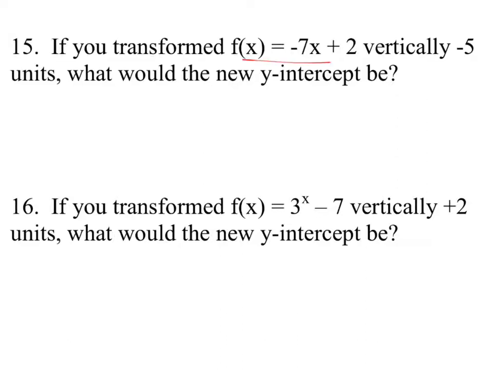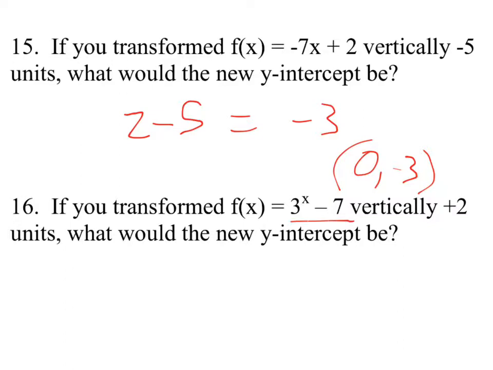15, if you transformed this vertically negative 5 units, what would the new y-intercept be? Well, the starting y-intercept is right here. This is a linear function, because it's something x plus a number on the end. No exponents or anything. So this is my starting y-intercept. If you go down 5, or you add -5, you're going to get -3. So -3 would be my new y-intercept, so 0, -3.